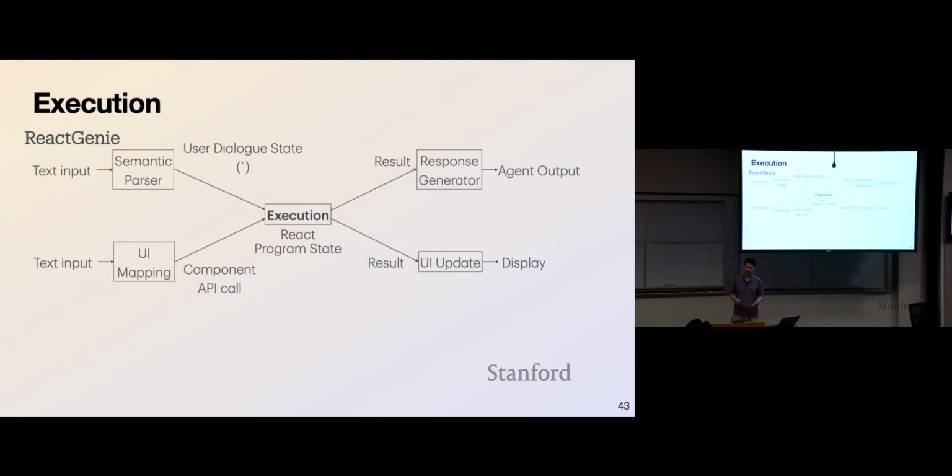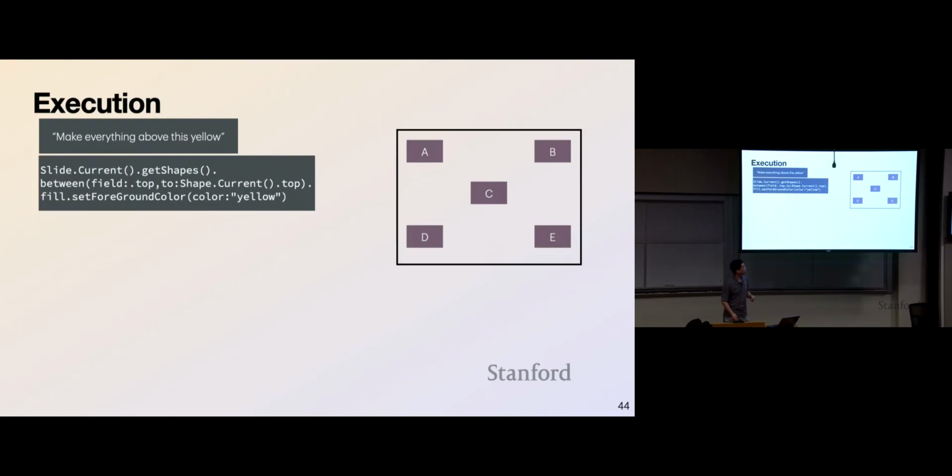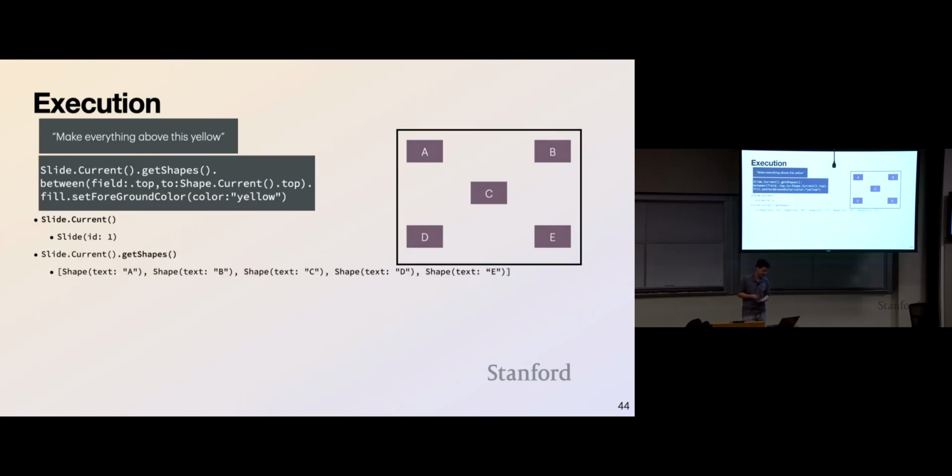And finally, it's the execution. The execution is basically the interpreter that we build for NLPL. So one example is if I say, oh, make everything above this yellow. The first thing I will do is use the semantic parser to parse it to something like this. And then I will start executing from the smallest component, which is slides.current, which we get from the user's context, the user's tap point.